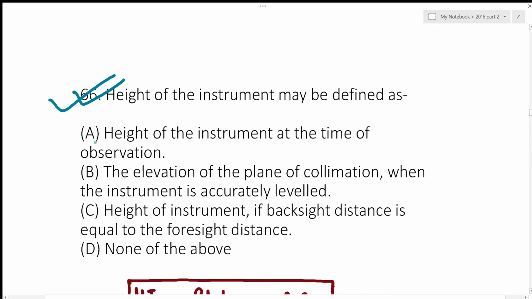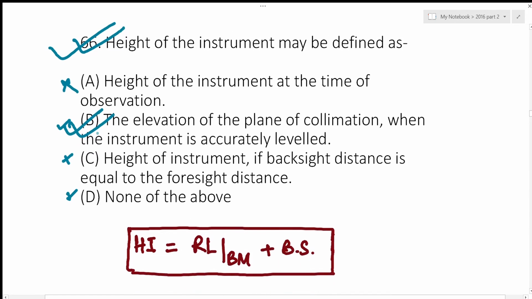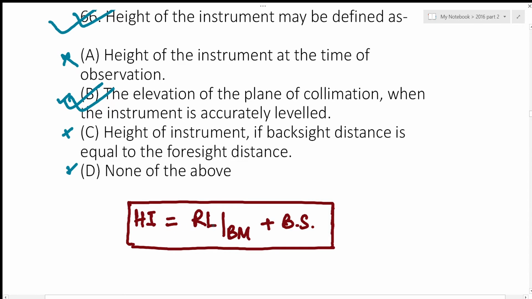Next question, height of instrument may be defined as height of instrument at the time of observation, the elevation of the plane of collimation when the instrument is accurately leveled. This seems the right answer. Height of instrument if backside distance equal to foresight distance. So the answer should be B, the elevation of the plane of collimation when the instrument is accurately leveled. Also, height of instrument is given by RL of benchmark plus the backside reading.